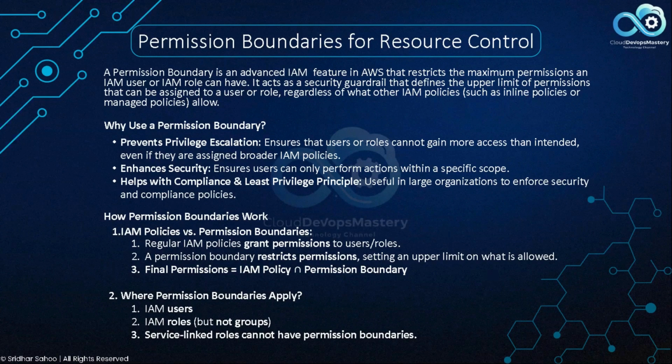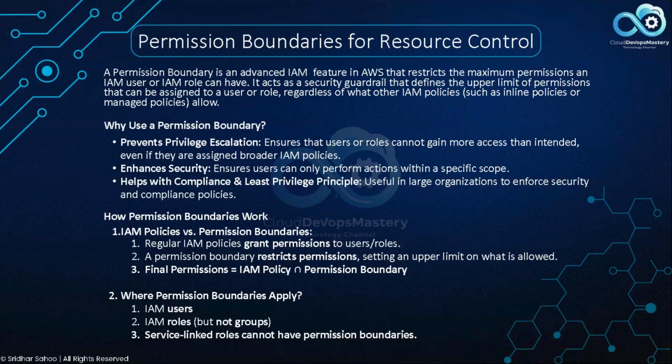A permission boundary is an advanced IAM feature in AWS that restricts the maximum permissions an IAM user or IAM role can have. It acts as a security guardrail that defines the upper limit of permissions that can be assigned to a user or role, regardless of whatever other IAM policy it has been allowed, such as an inline policy or managed policy. So why do you use a permission boundary?